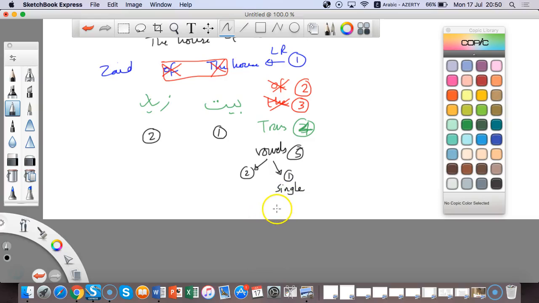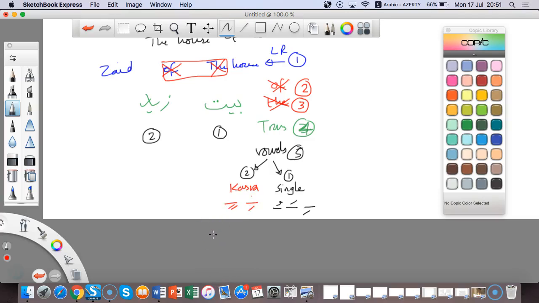What are the vowels in Arabic? Dhamma, fatha, and kasra. You can only take one of those three, not double. Single dhamma, single fatha, single kasra. And the second word can only take kasra, either two kasras or one kasra.